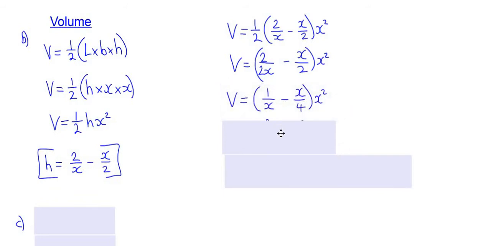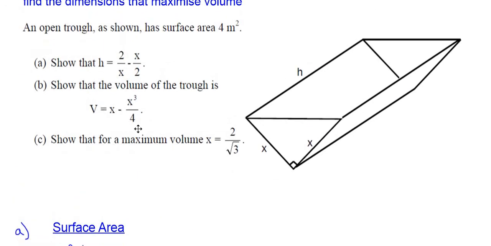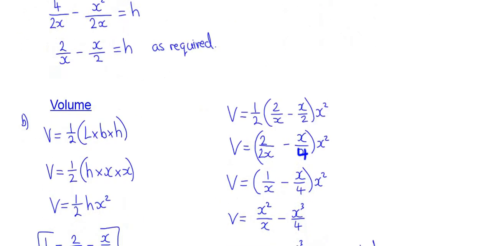V is equal to, so that's me cancelling down, 1 over x, x over 4. Should just put 4 like that. And x squared over x, take away x cubed over 4. And when we cancel out our x's here, we arrive at this. And again, going back to part B, that's exactly as we require.